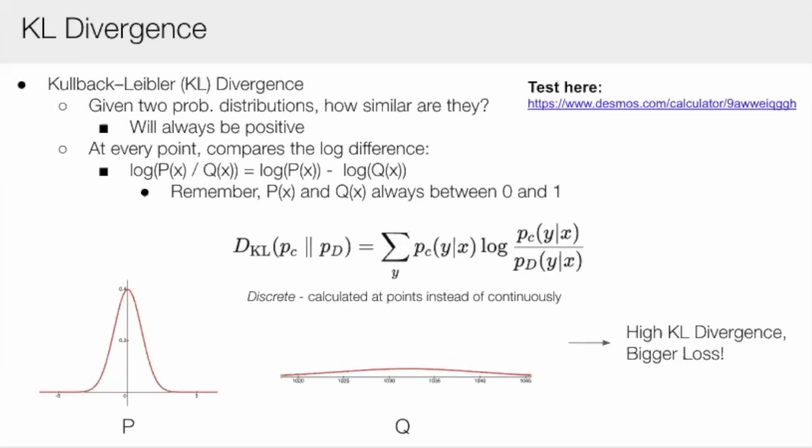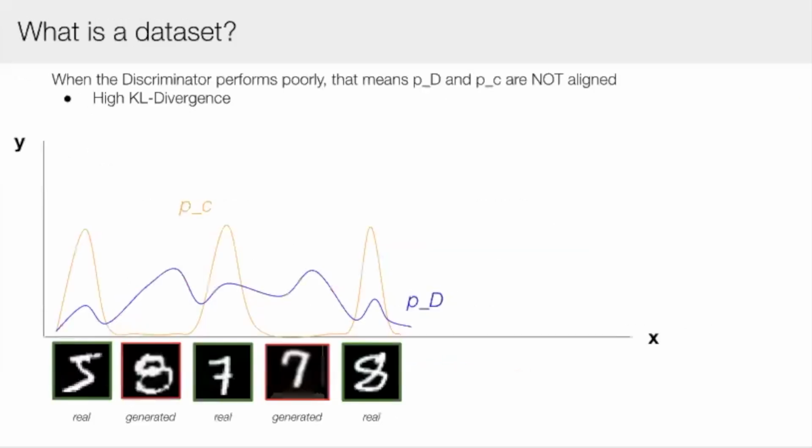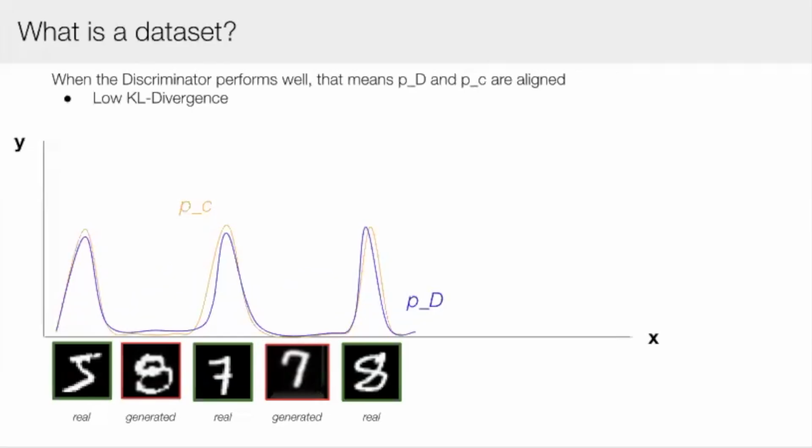Because these PC and PD terms are probabilities, they're between 0 and 1. For example, if the orange is our PC, the ground truth, we have very nice even spikes where they should be. PD is way wonky. Early on in training of our discriminator, there's a high KL divergence, and as training continues, we want a very low KL divergence. Lowering the KL divergence means our two terms are very similar to each other.